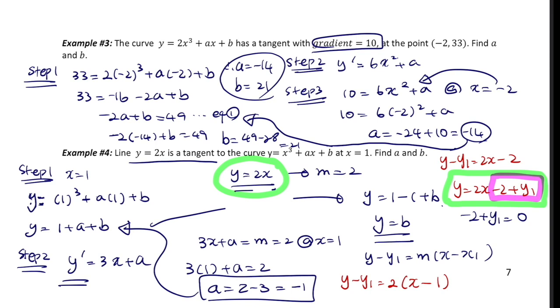That means the y1 value is equal to 2, and we know that y1 value is also equal to b value. So we can say b value is equal to 2. Then we have calculated that a value is equal to negative 1, b value is equal to 2.